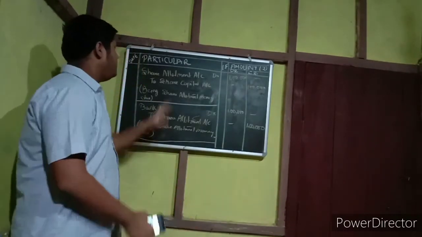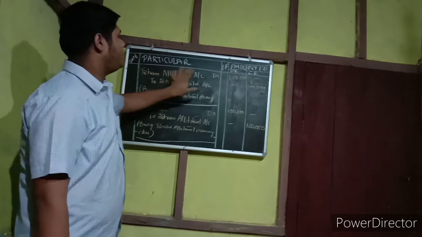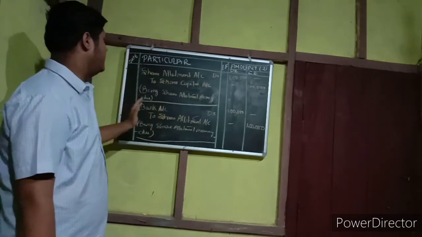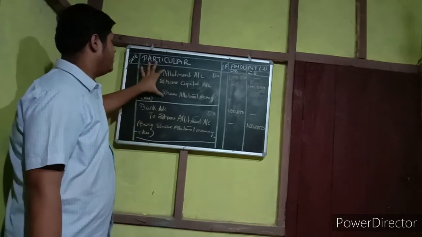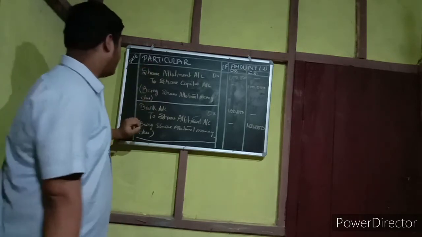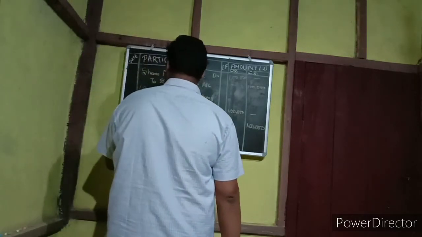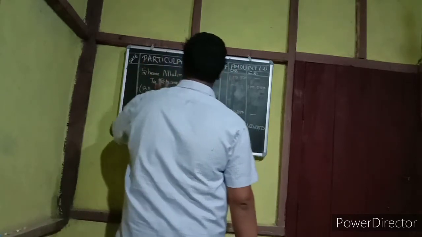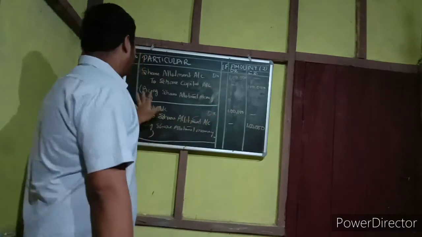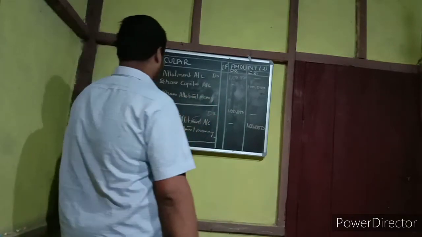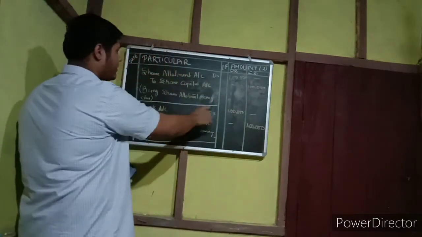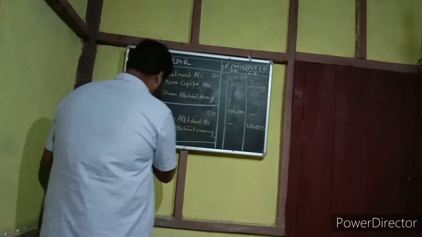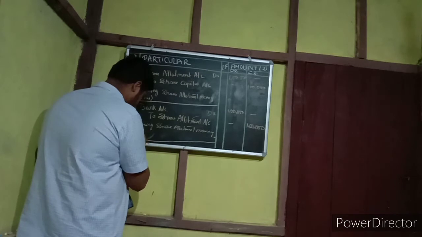So this is from allotment. Share allotment account debit to share capital account. Here, student, the first is a due entry, then it will be a receive entry. So share allotment account debit to share capital account, being share allotment money due, and then bank account debit to share allotment account, being share allotment money received. So here you have to write received.